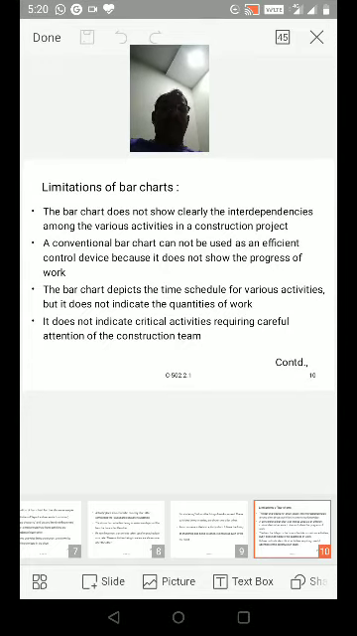It does not indicate critical activities requiring careful attention of the construction team. In any project, there are a large number of activities which can be started with a certain degree of concurrency. The bar chart cannot indicate clearly the interdependency among the various activities. This is a major limitation.